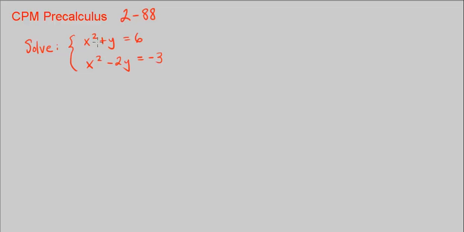This is CPM Precalculus, Chapter 2, number 88. Solve. So here we're given a system of two equations, right? We have one equation here and a second equation here.